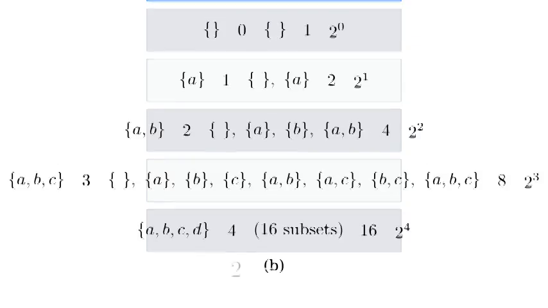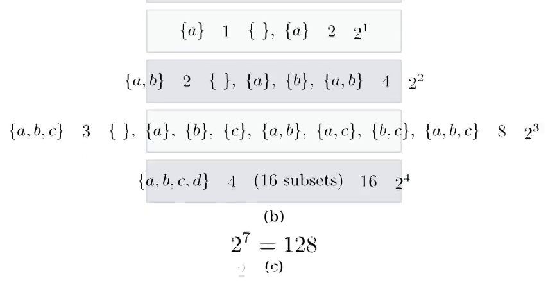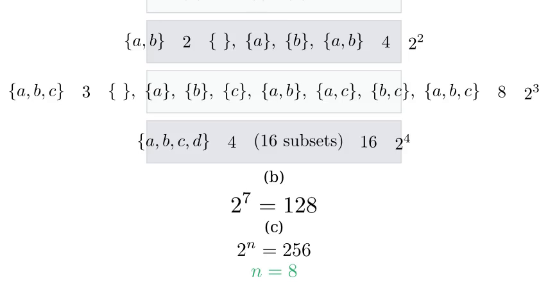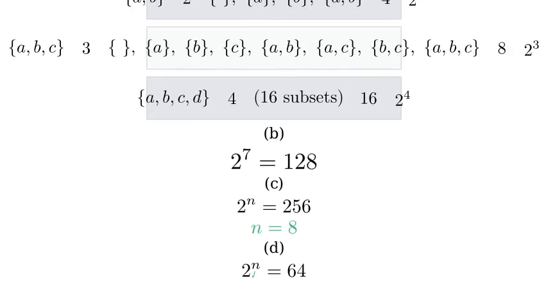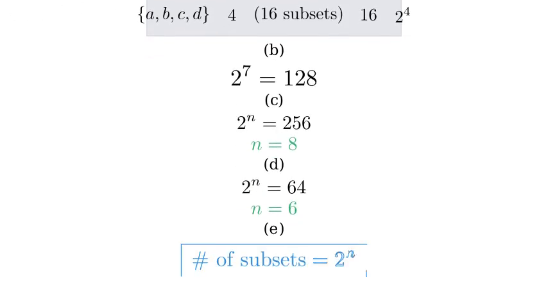2 to the 7 equals 128. C. If a set has 256 subsets, how many elements? Solve 2 to the n equals 256, so n equals 8. D. A set has 64 subsets. Then n equals 6. E. In general, a set with n elements has 2 to the n subsets.